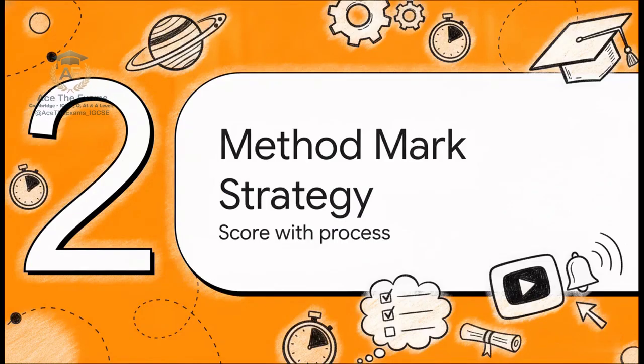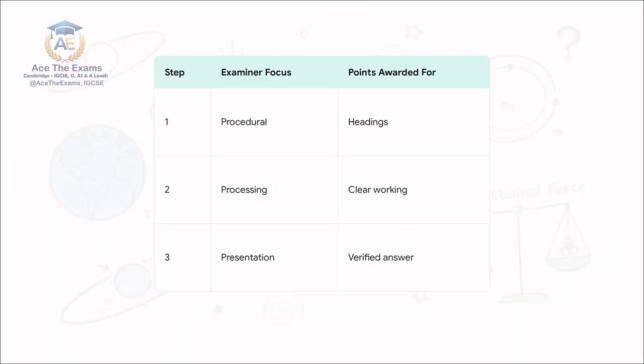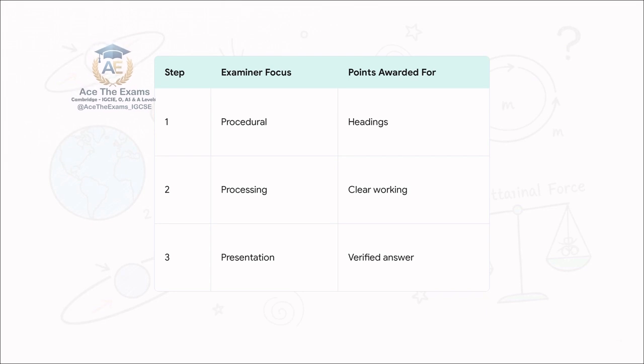Moving right along to Section 2, the Method Mark Strategy. This is the part where we shift gears from theoretical physics into pure, unadulterated exam mechanics. Now, what's really genuinely interesting about this breakdown is how it completely demystifies the examiner's red pen. Examiners actually award method marks for the process you show, not just a final number you get.